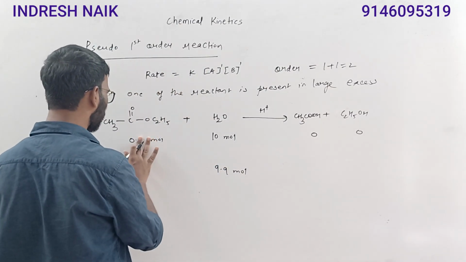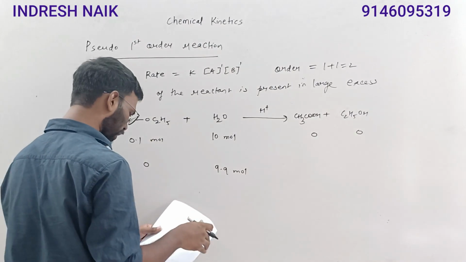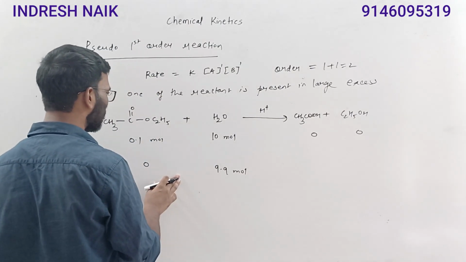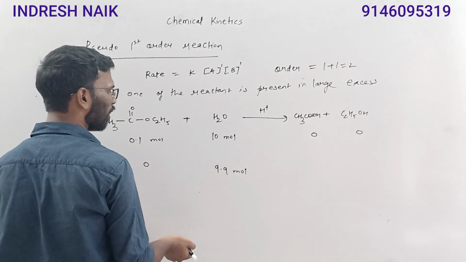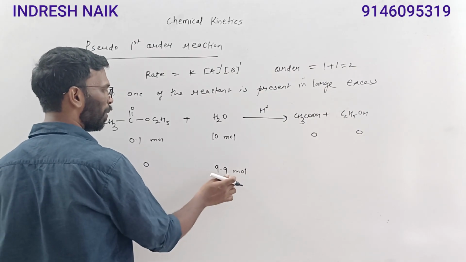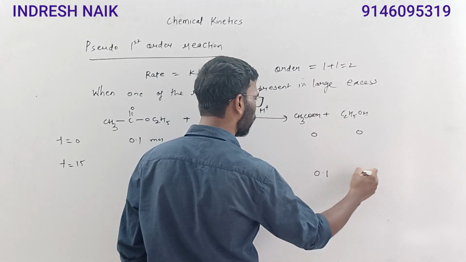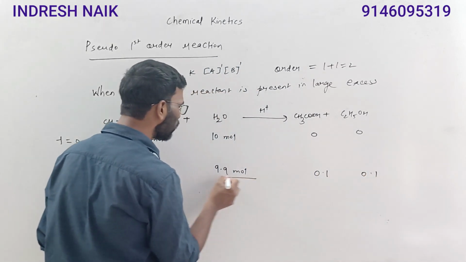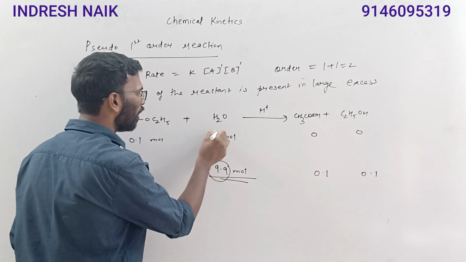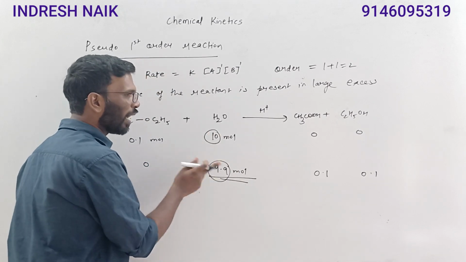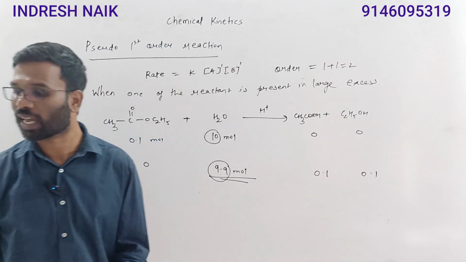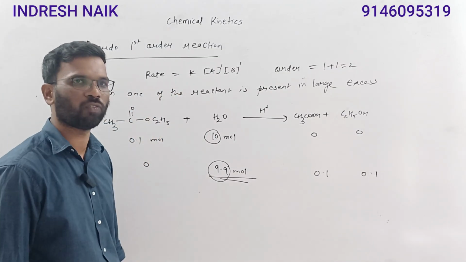Yes, I should consider this to be 0.1 mole, and 9.9 mole will be remaining over here. You see that we get 0.1 mole of this and 0.1 mole of this. But this is 9.9 mole and this was 10 mole initially. So 9.9 is very close to 10, which means there is hardly any change in the concentration of the water.